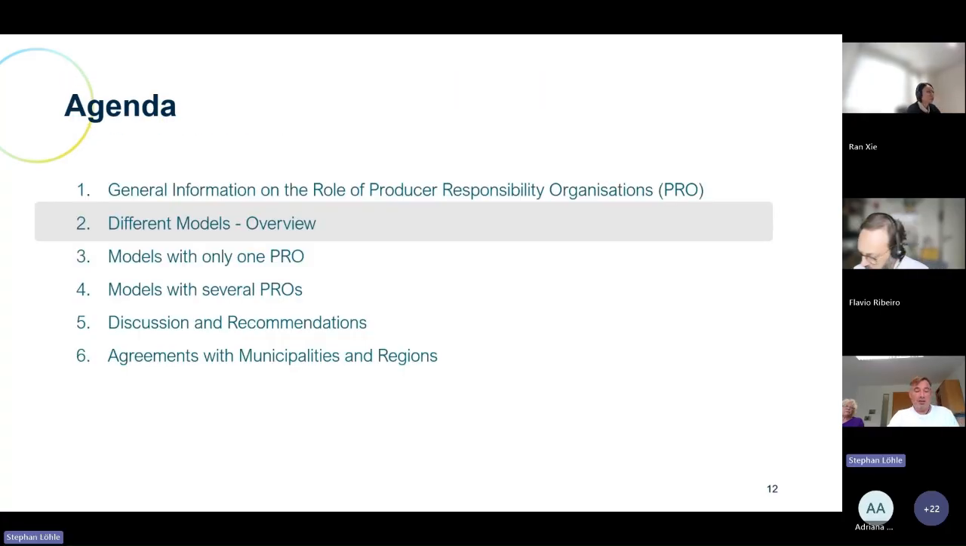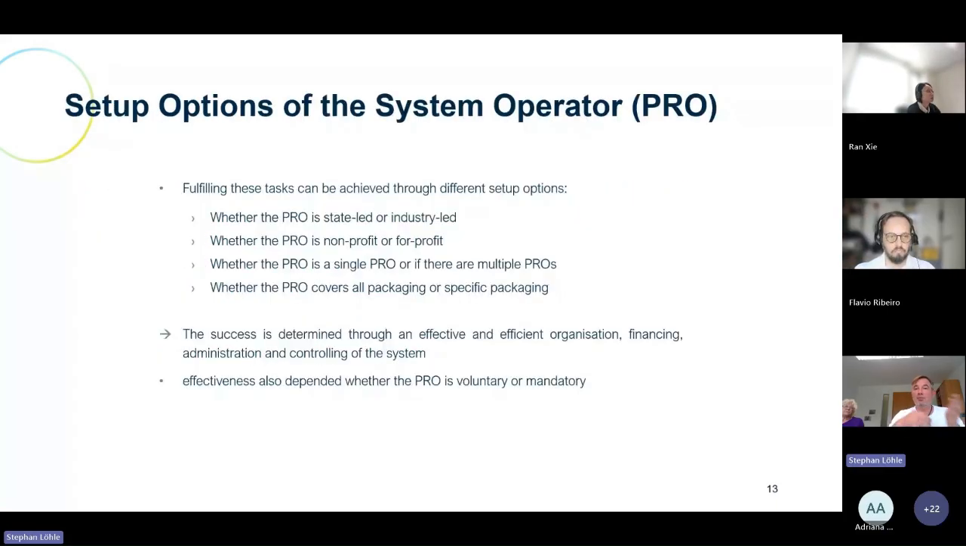So, now reaching the point of how to set up such a system operator. There are very different setups. We know from experience worldwide how they implement extended producer responsibility. And this is very specific if you do a deep dive into the specific countries.